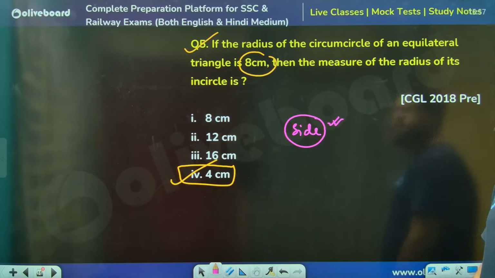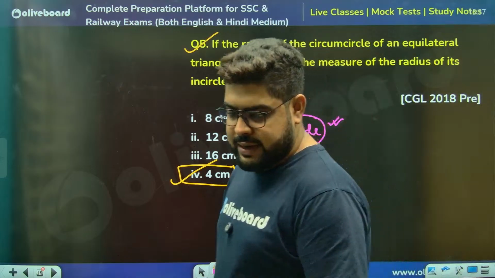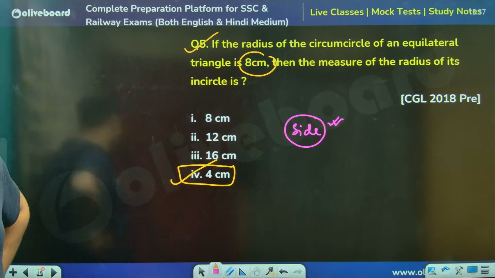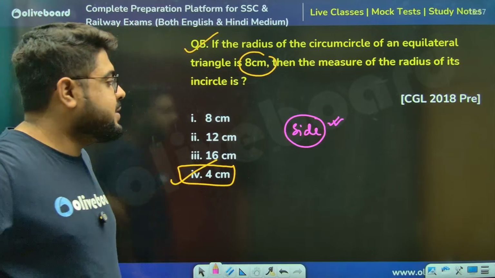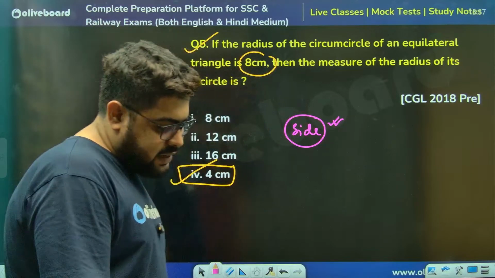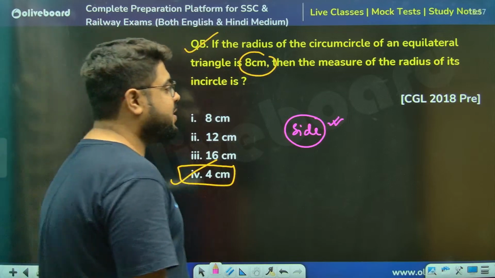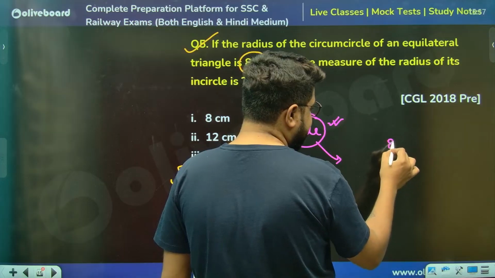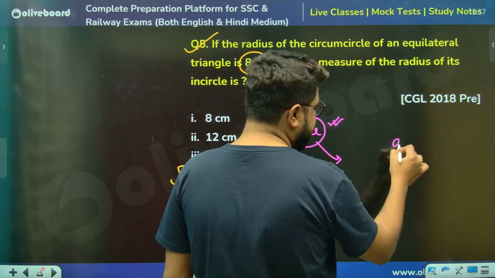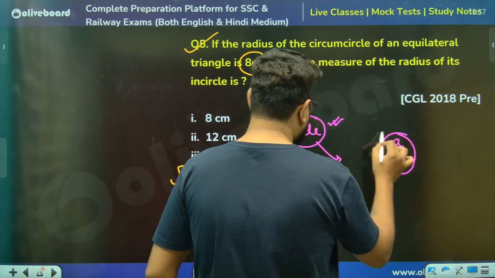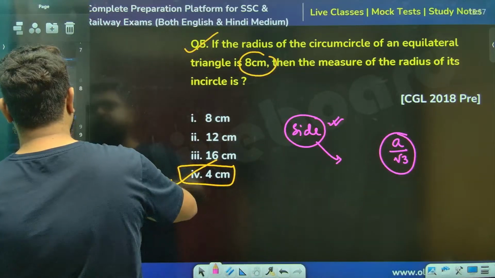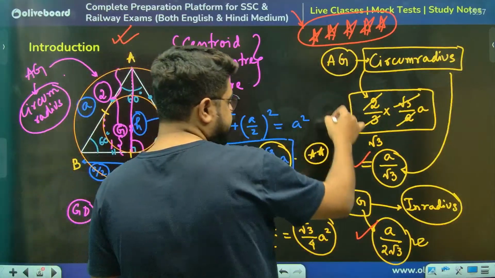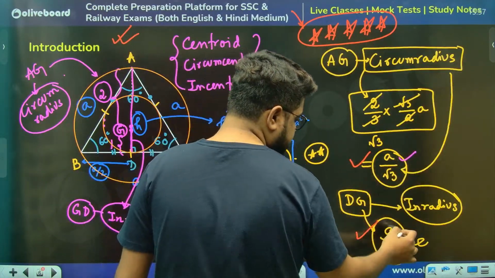Come on, tell me directly in 10 seconds. The circumcircle is given. Absolutely, Naveen, perfect. Because we know the circumradius is 8 divided by root 3. We have done so much theory around this. We have learned everything here: circumradius, inradius, these things we have done.